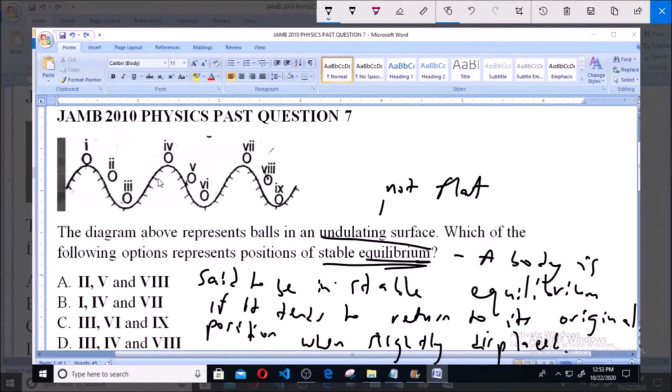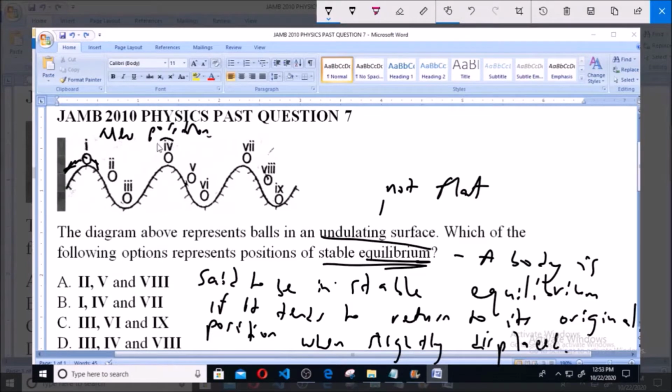Now let's look at each of the positions in the diagram. Now number 1, or the ball in number 1, is located up here, okay. So what will happen if you displace it? If you displace it slightly, it will fall. Okay, if you displace it this way or this way, for example, it will fall downwards and take rest at a new position.